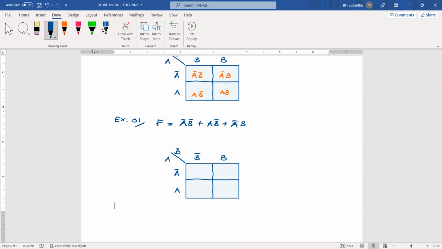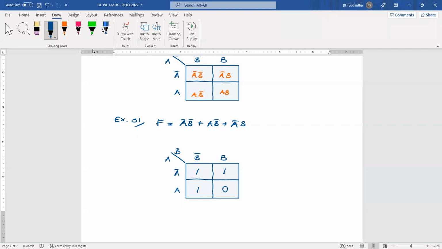A bar B bar we have, then we put 1 here. Why? Because we have A bar B bar in our equation. Next one, A B bar. Here we have this. The third one is A bar B. A bar B is this. Now we have 3 terms, so we covered 3 grids. But only 1 grid is remaining that is not in our equation. Then we put 0 there.